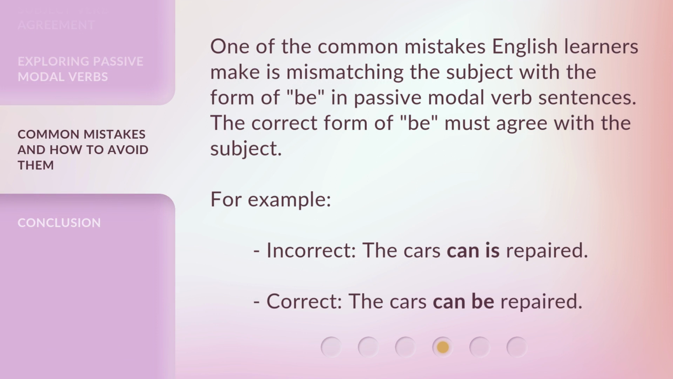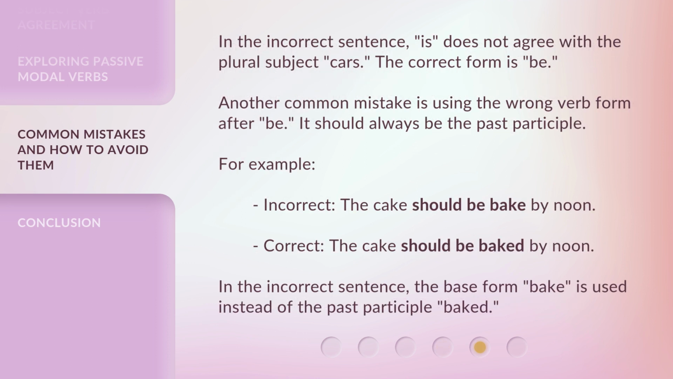One of the common mistakes English learners make is mismatching the subject with the form of be in passive modal verb sentences. The correct form of be must agree with the subject. For example, incorrect: the cars can is repaired. Correct: the cars can be repaired. In the incorrect sentence, is does not agree with the plural subject, cars. The correct form is be.